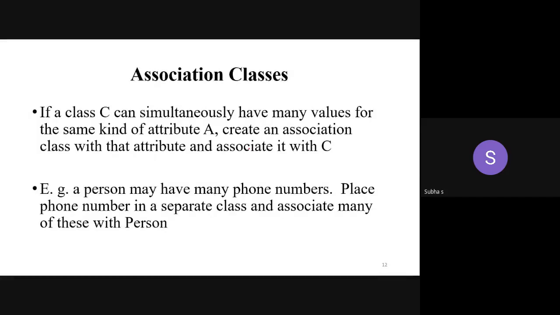Or if a banking application is mentioned, customer is one class. For the customer, what are the attributes you can give? Customer ID, name, phone number is a mandatory one. Yes, that is a mandatory attribute. But that phone number can have many values. That is, a person is having 3 phone numbers.